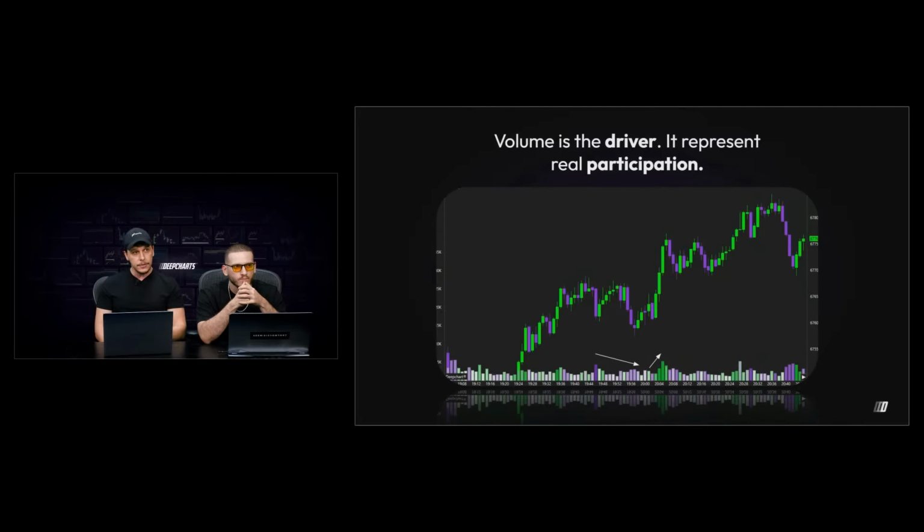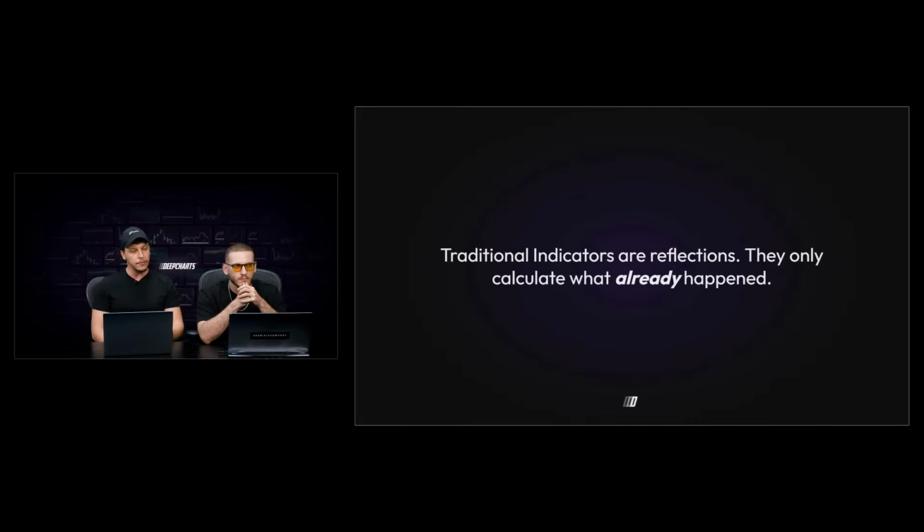Volume is the driver. It represents real participation. And there are multiple forms that you can use to watch it. Price is the result. It reacts to that aggression in a visible form. So I'm not saying that price is not important, but the perfect kind of information is driver, volume, reason, and price as a secondary kind of information, as reaction.